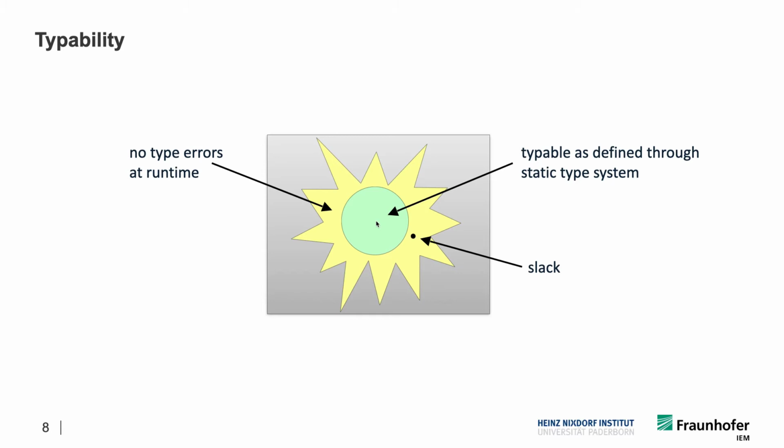And therefore, we get this guarantee that I was talking about, right? So if something types statically, it's guaranteed to be in the circle, and therefore it's also guaranteed to be in the surface of the star. But there's going to be a difference, right? So there are programs such as this one here, which would execute just fine at runtime, but because they're not part of the static type system, you will see a type error. And that difference, like I said, it's called a slack.